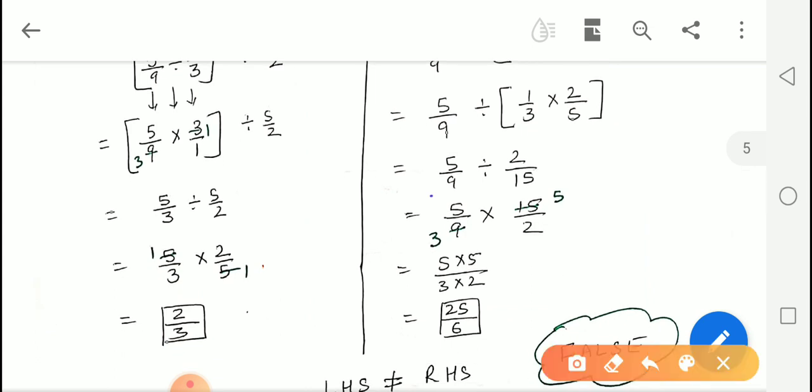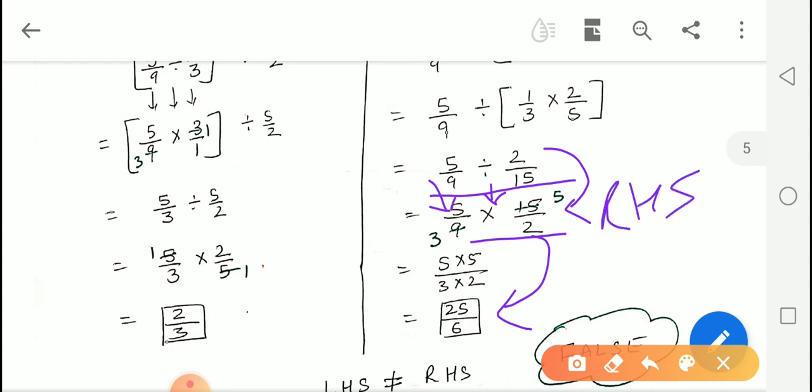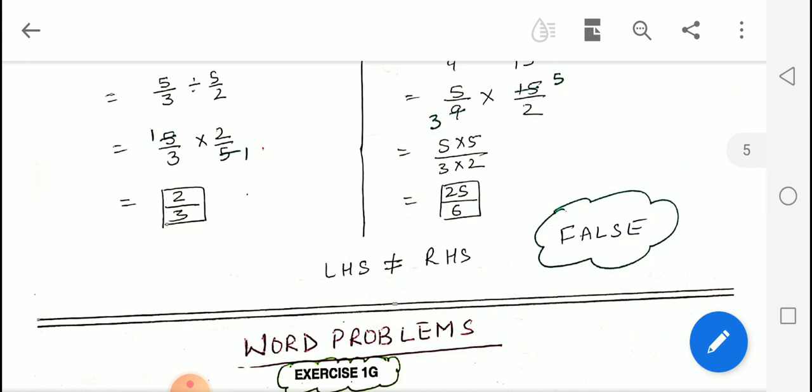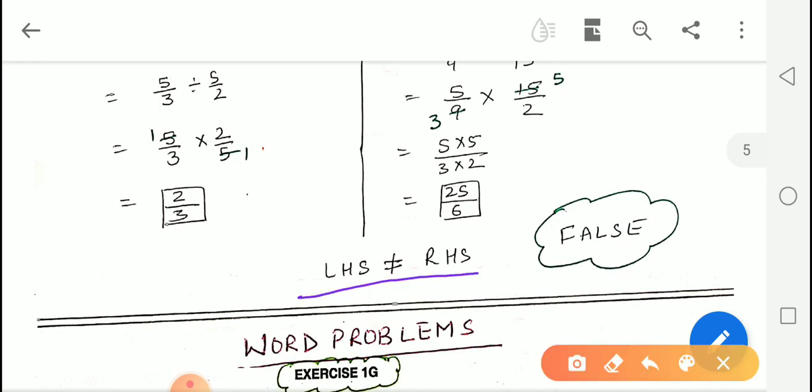Now again we will do the division of this step. 5 by 9 as it is, division sign is changed into multiplication. Here we will do the reciprocal, and after that we will do the cancelling. After doing the cancelling, we will get 25 by 6 as the answer of right hand side. So here also left hand side is not equal to right hand side, so statement is false. So in this way we can do the verification questions. Now let us start the word problems.